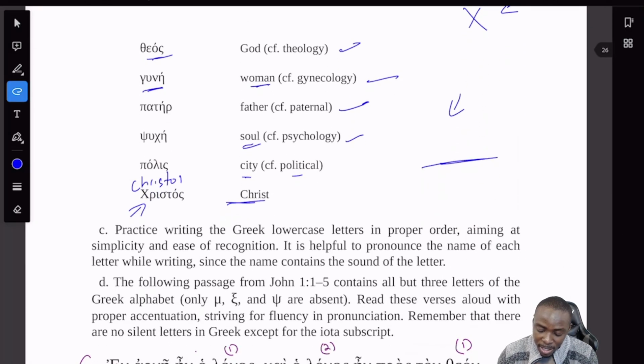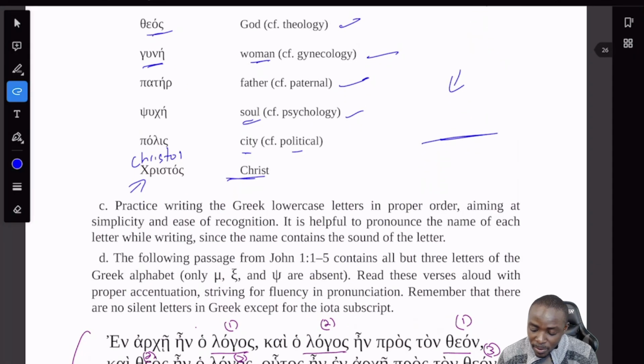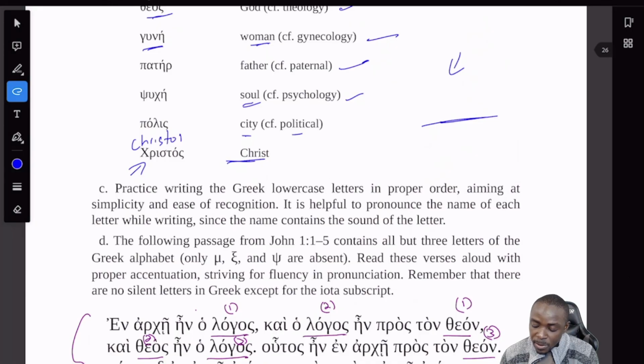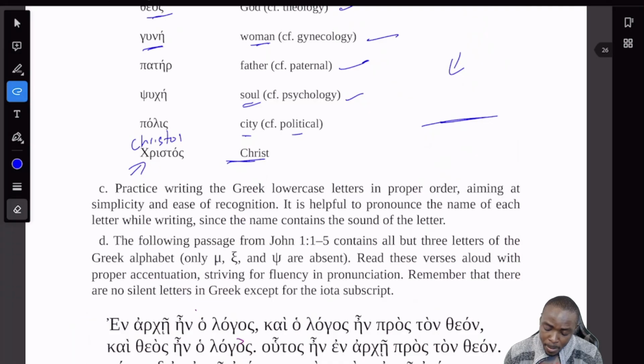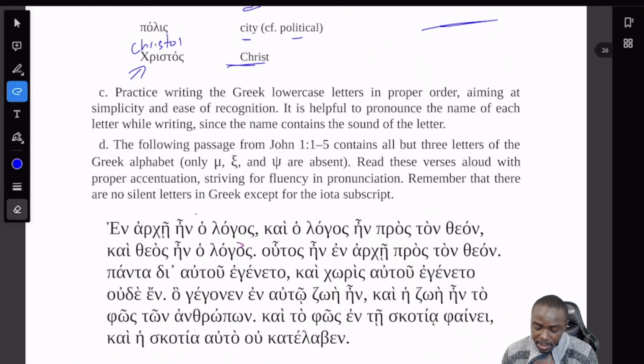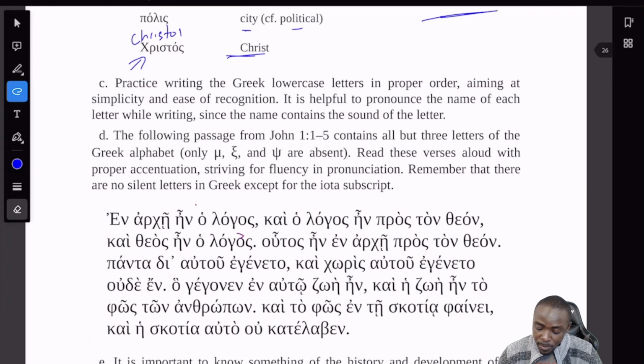All right, so the assignment says practice writing the Greek lowercase letters in proper order, aiming at simplicity and ease of recognition. It is helpful to pronounce the name of each letter while writing, since the name contains the sound of the letter. So the idea is just to take your time and to practice and to practice and to practice. And this is a passage here that you could transliterate from John 1, verses 1 to 5. So this is John 1, 1 to 5. Take your time, practice, transliterate this passage, and keep up to date with me if you want help in any way.